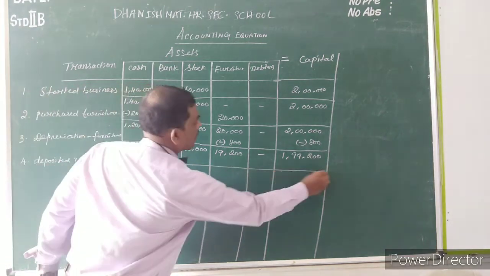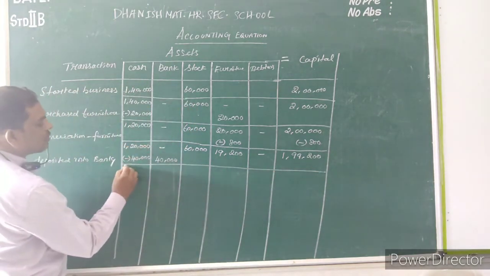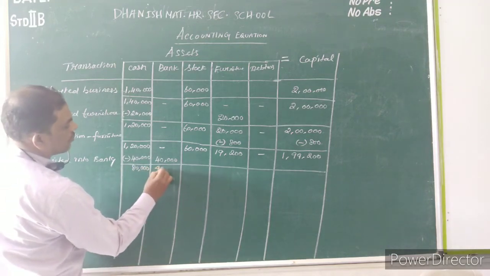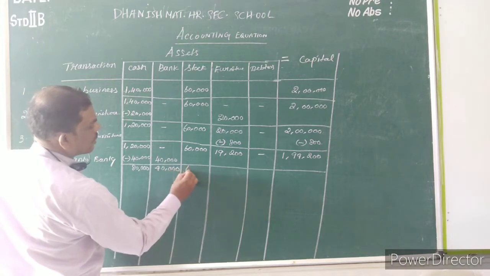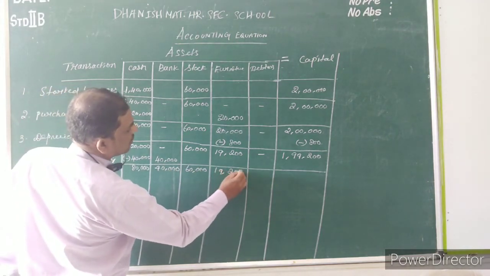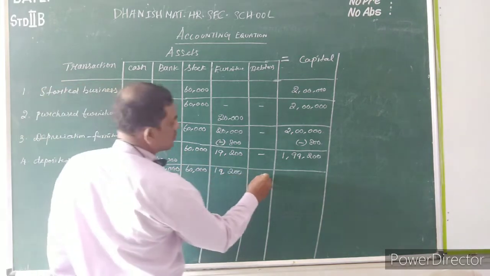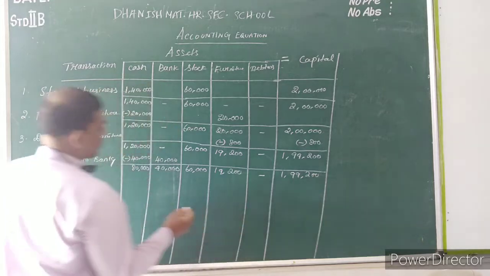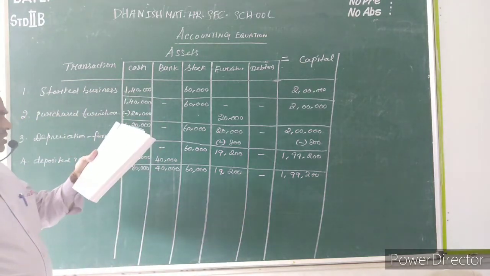Okay. So 1,20,000 minus 40, 80,000. Here 40,000. Here 60,000. Here 19,200. This column only you have to do. Here 1,99,200. Okay. What is the next transaction?